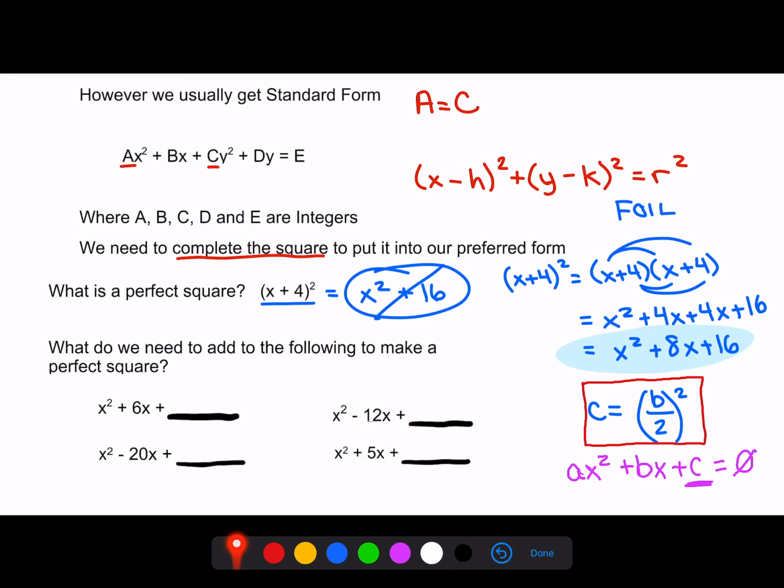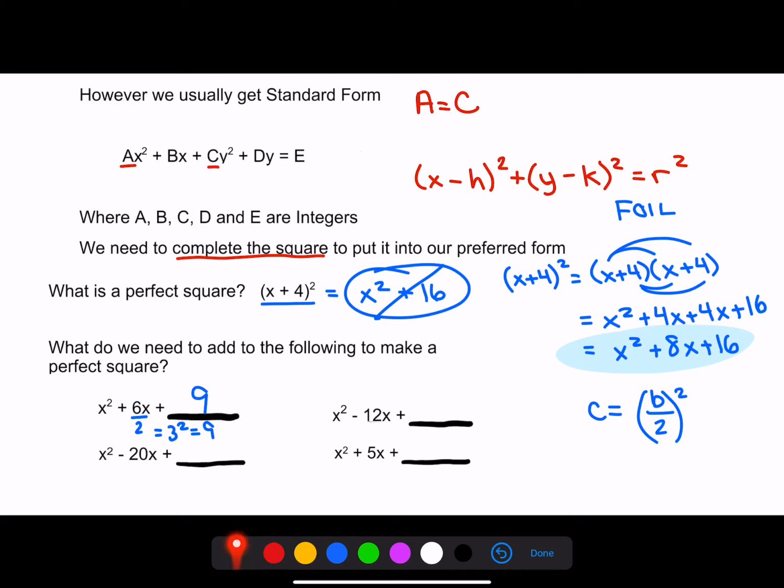Now, if we find the right c value, it will automatically complete the square for us. So for this first one, if I want to find out the c value here, I take half of 6, so c is equal to (half of 6) squared. Well, half of 6 is 3. 3 squared is 9. So I just put a 9 there. That's it.